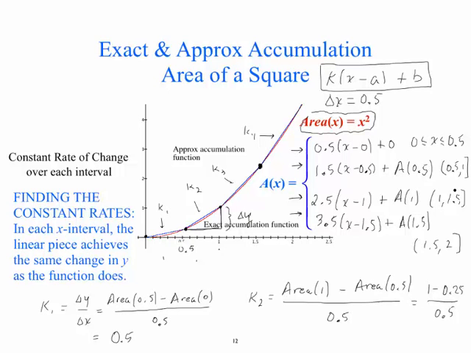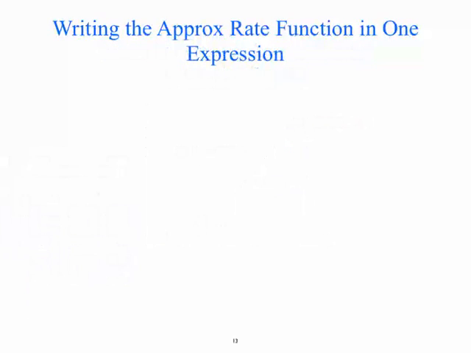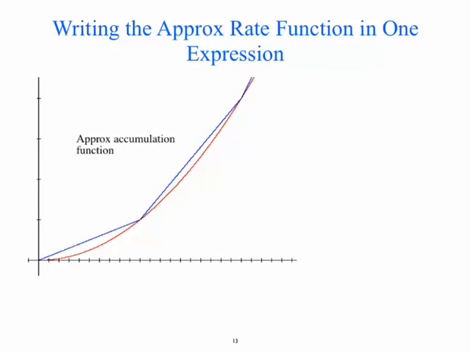Other questions? Okay, so now we're going to have some fun. Ready? Now we're going to do this in one, just like we did before. Instead of a bunch of pieces, we're going to write out A of X in one rule. One rule. Okay, here we go. We're going to write it as one rule.